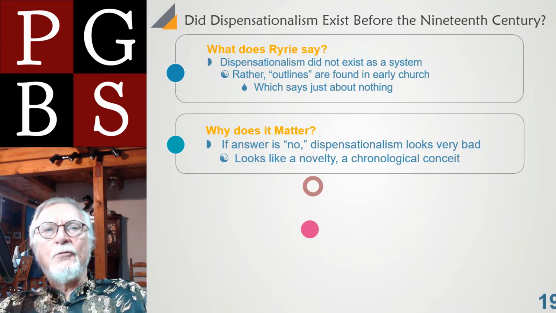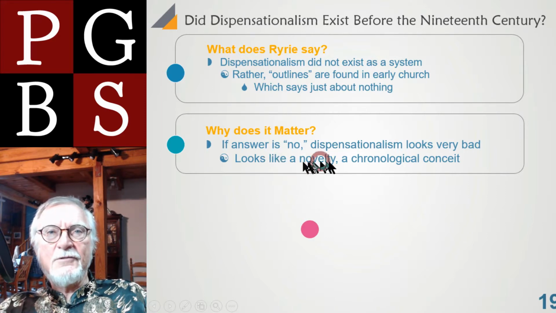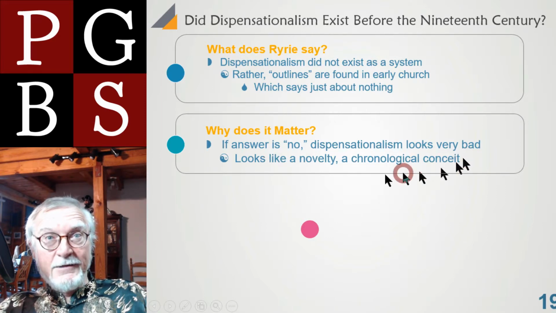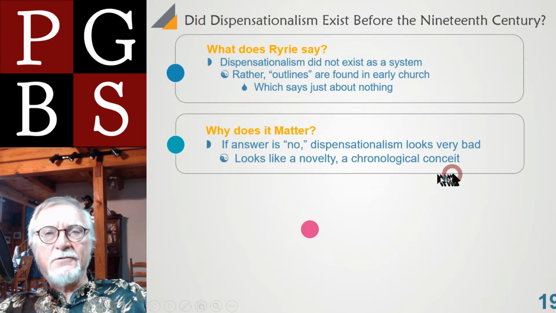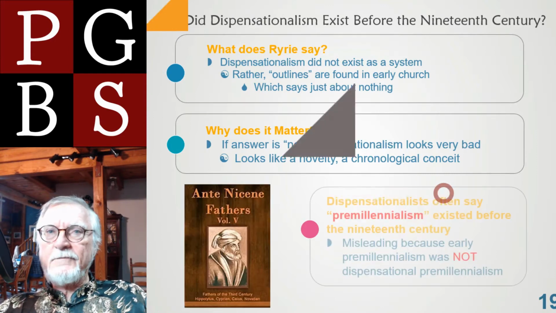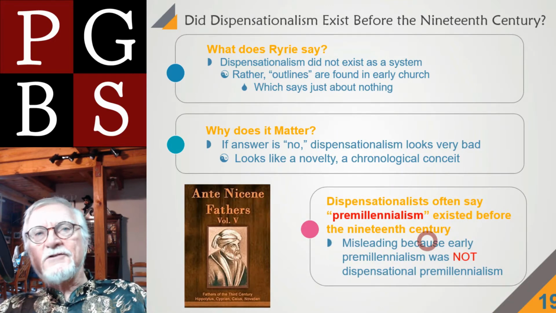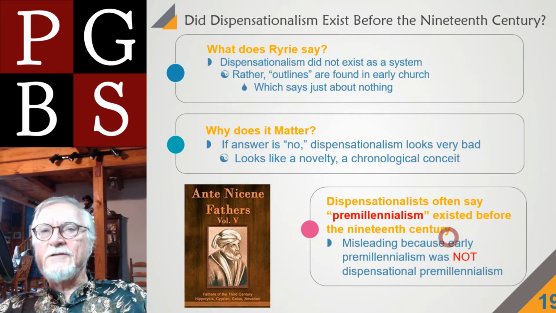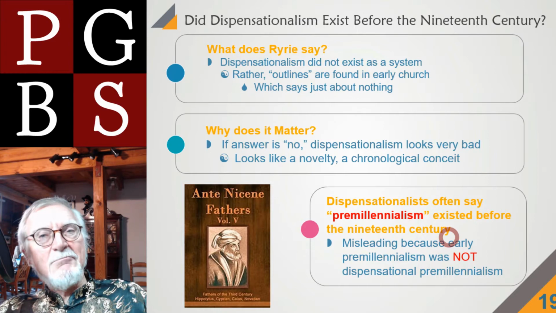Well, why does this matter? Well, if you say no, there's no dispensationalism before the 19th century, then dispensationalism looks very bad. It looks like a novelty, a chronological conceit, creative theology, which I like just about as much as I like creative accounting. Now, what dispensationalists often say to get around this charge is they say premillennialism existed before the 19th century.